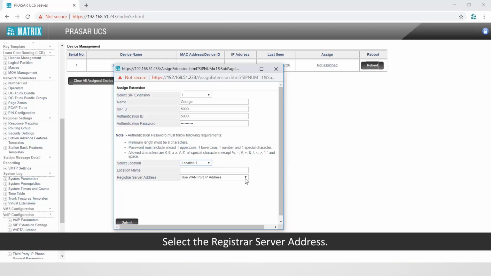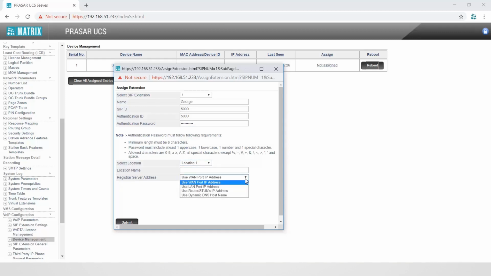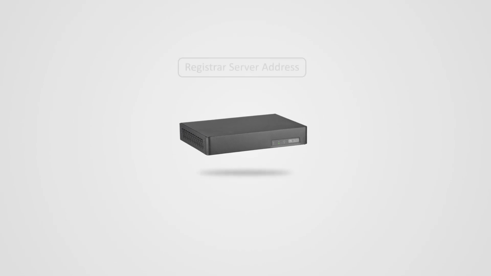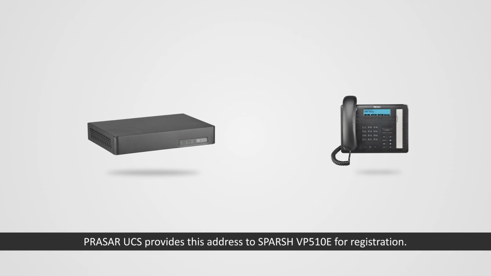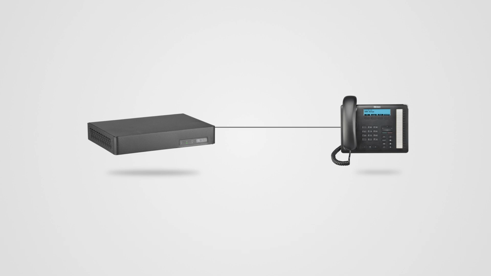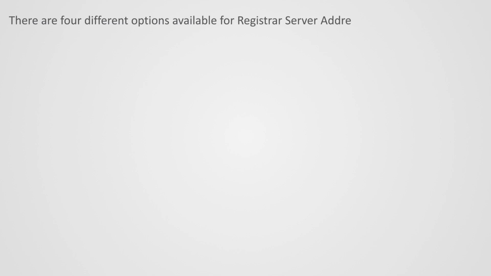Select the registrar server address. Registrar server address is the address of the SIP server. PRASAR UCS provides this address to SPARSH VP510E for registration. There are 4 different options available for registrar server address depending on the network architecture.